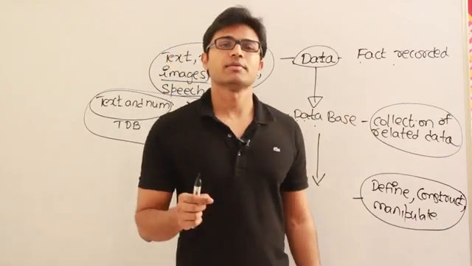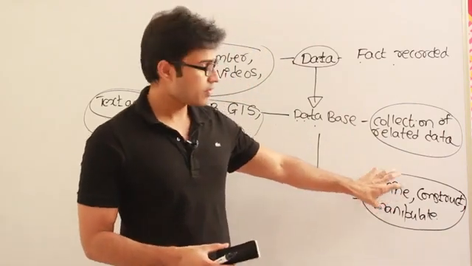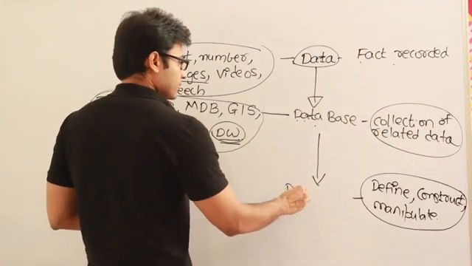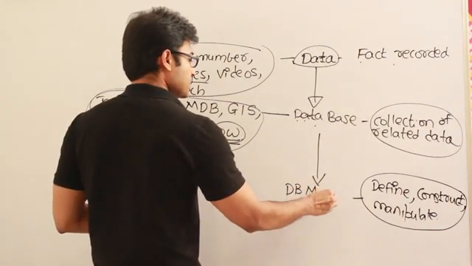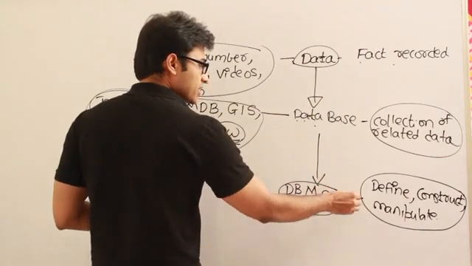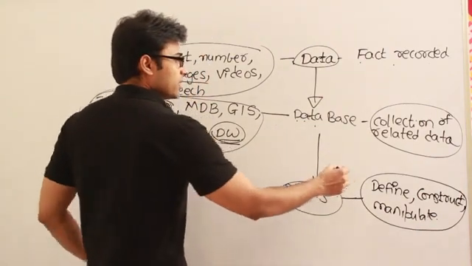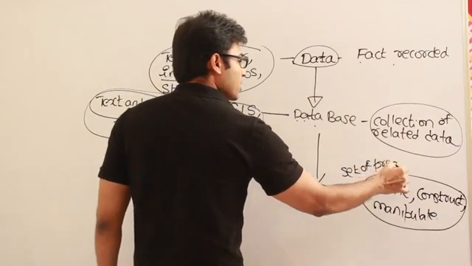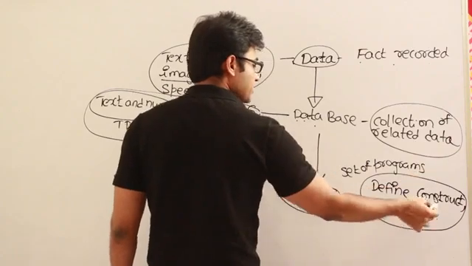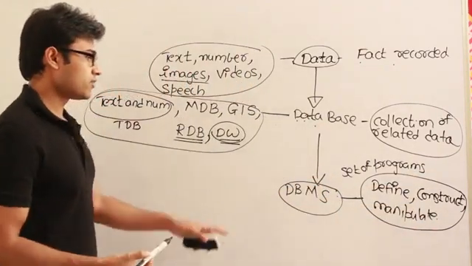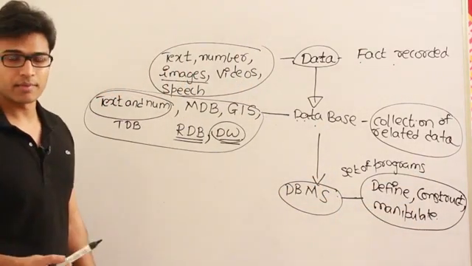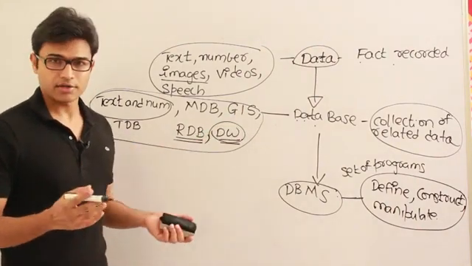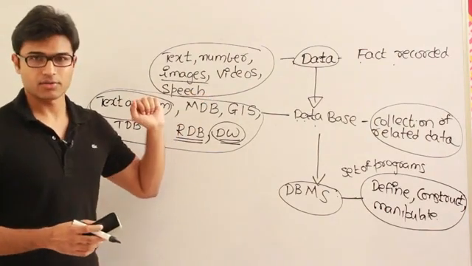And the set of programs which will be doing all these things on the defined database is called a database management system. So DBMS is a set of programs, right? It is actually a set of programs which are used to define, construct, and manipulate the database. That is what you can understand by the term DBMS. So DBMS is just software, database is the data, a collection of data, and data is any fact, okay?